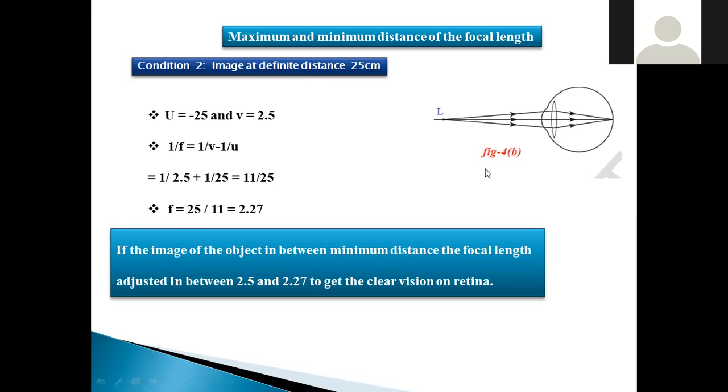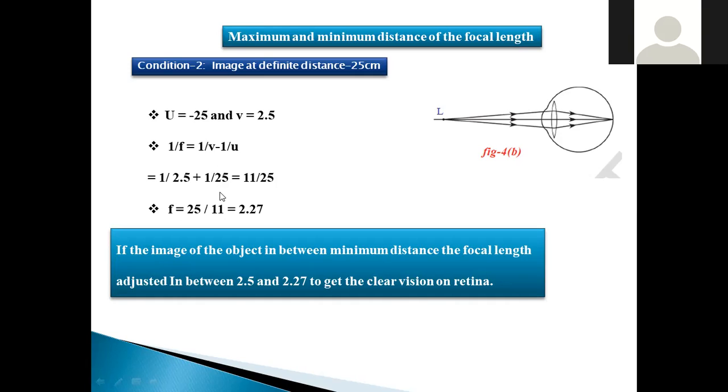Image at a definite distance of 25 centimeters. We are keeping the object exactly at 25 centimeters distance from the human eye. In this case, let us apply the focal length formula. U is equal to minus 25 centimeters and V is that fixed distance, 2.5. Then 1 by F is equal to 1 by V minus 1 by U. So 1 by F is equal to 1 by 2.5, there is no change, but the U value will be the object kept at 25 centimeters. That's why minus into minus becomes plus. That is 1 by 2.5 plus 1 by 25.